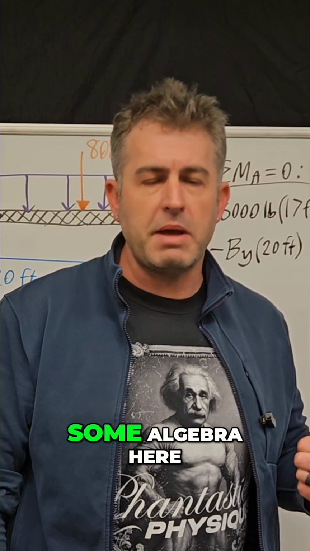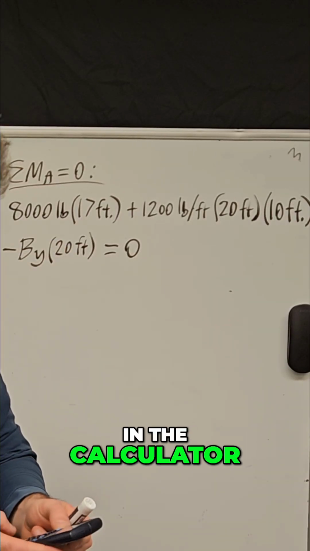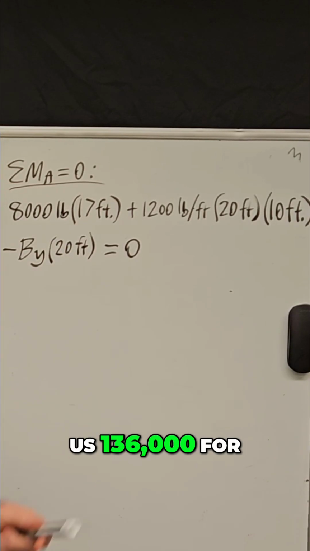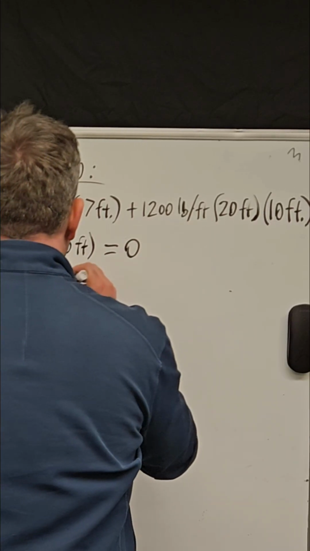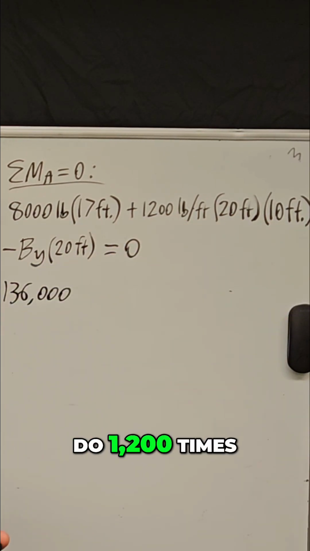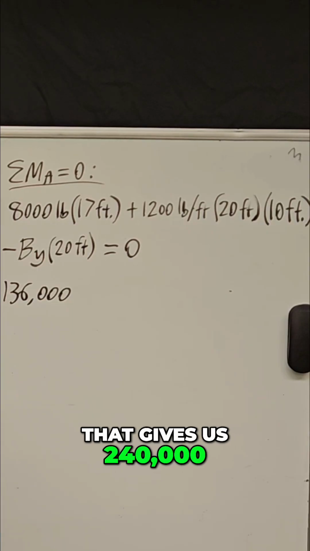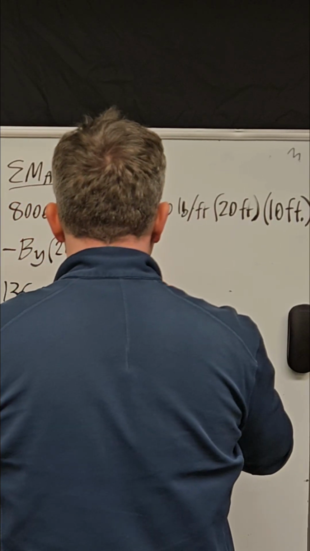So now we're just going to do some algebra here. We have 8,000 times 17. Let's plug that in the calculator. That gives us 136,000 for the first term. And then we have 1,200 times 20 times 10. So we're going to do 1,200 times 20 times 10. That gives us 240,000 for our next term, so plus 240,000.